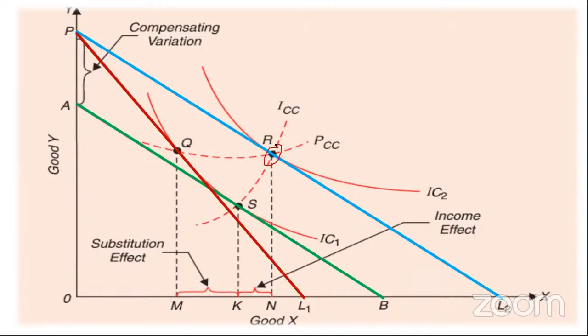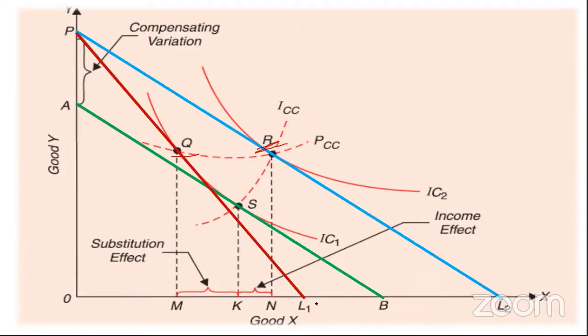The second equilibrium position is here, R. The equilibrium has moved from Q to R. Why? Because the budget line has twisted from L1 to L2, and the indifference curve has also moved forward, IC1 to IC2. So where the budget line or price line is tangent with the second indifference curve, that is the consumer equilibrium point, that is R. The first starting equilibrium point is Q, the second equilibrium point is R.